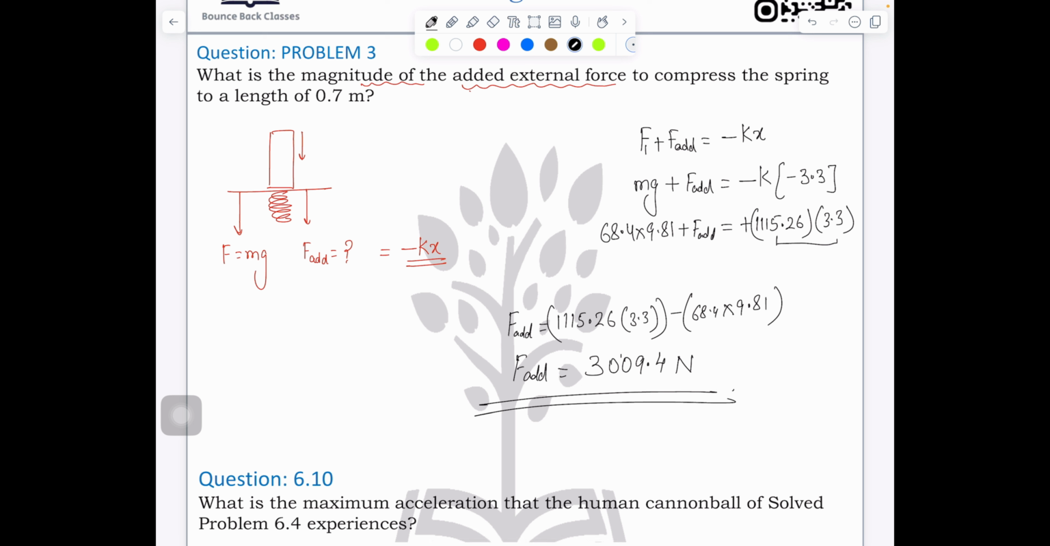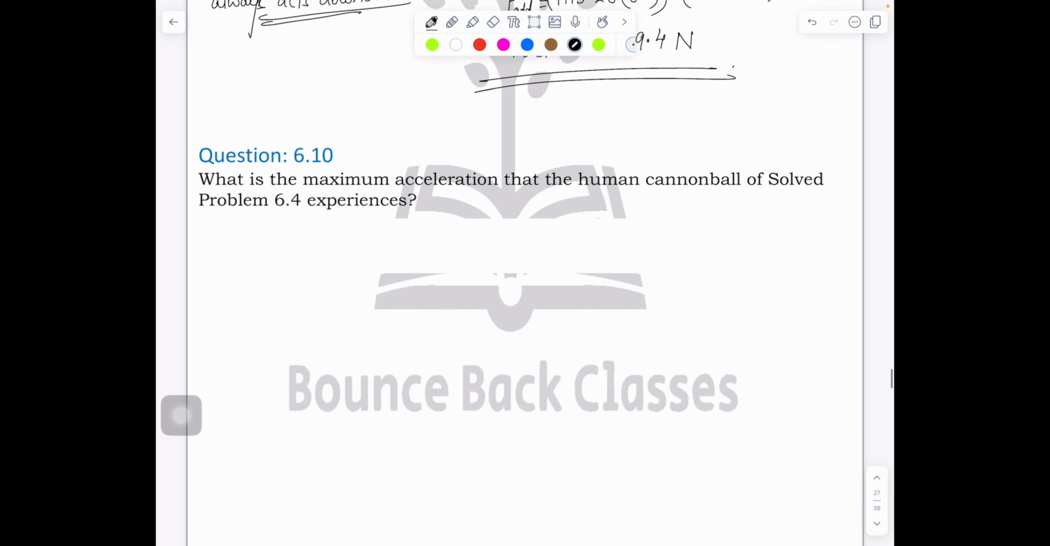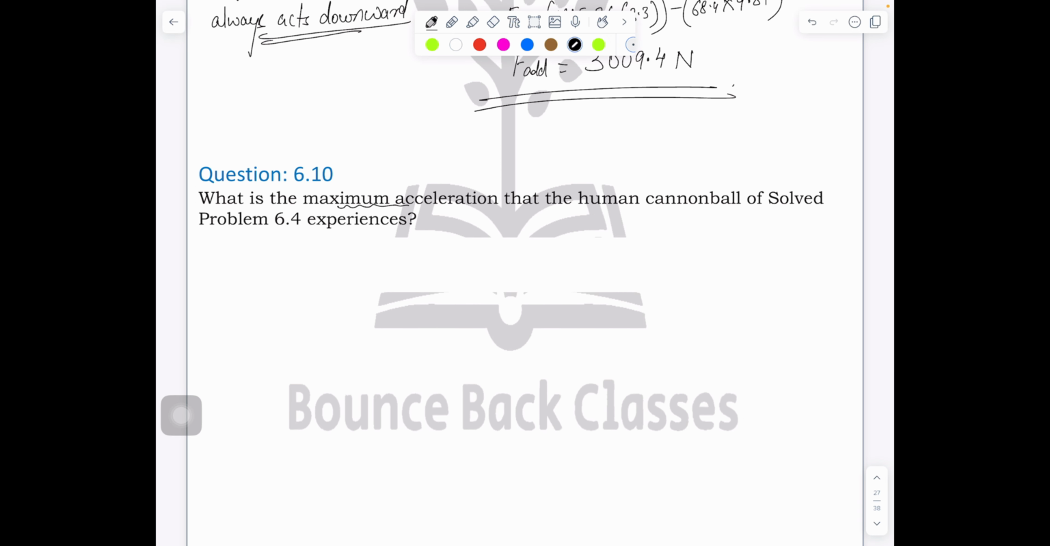Clear? mg always acts downward. And this additional force F is what you need to focus on.